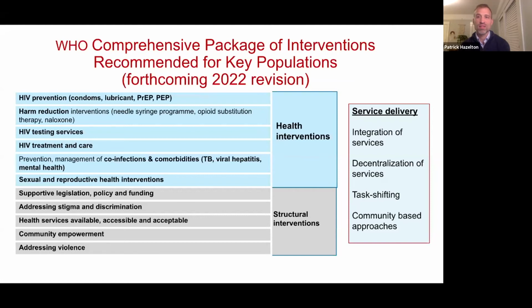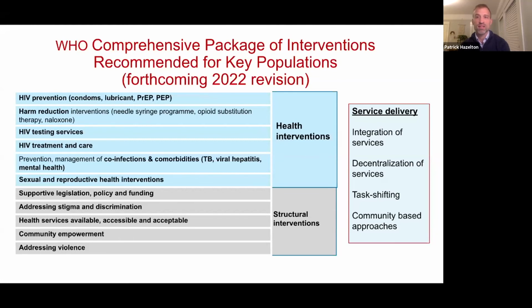This box on the right for service delivery has a couple of new points that were not included in the previous WHO package that we're really happy to see. Effective KP programming includes components like integration of services, decentralization, task shifting, trying to get away from an over-medicalization of KP services, which is especially important for areas like PrEP and HIV self-testing, community-based approaches, including KP drop-in centers and community clinical sites being very important, and also an increasing integration of STI testing.